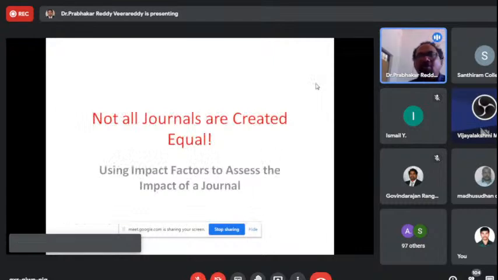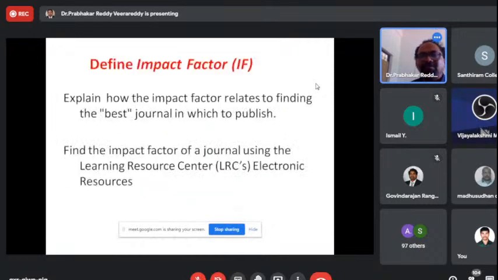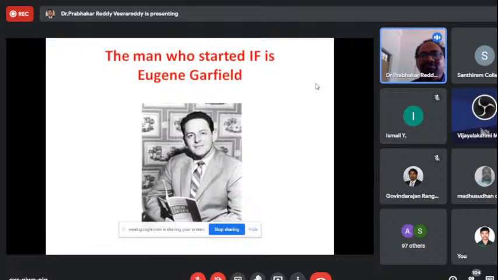Okay, so now not all journals are created equal. Using impact factor is very, very important. So we should be grateful to this man who started impact factor, Eugene Garfield. This guy started impact factor.